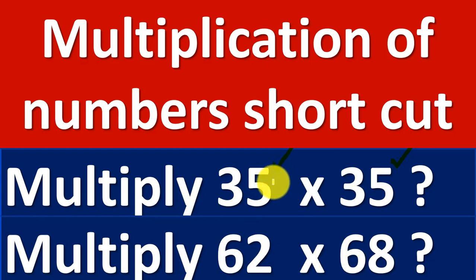First model is two equal numbers, that is 35 into 35, numbers ending with 5, where the one's digit is 5. And the second one is 62 into 68. That is, if you add the one's digit numbers, 2 plus 8, that is equal to 10. For this type of problem only this logic will be applicable. In this case, the tens digit numbers should be the same, 6 and 6. These two numbers must be the same.